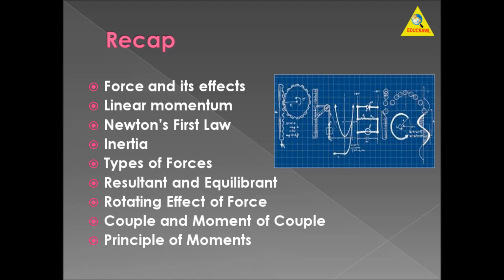Then rotating effect of force. That is, when we open a door, it rotates about its hinges. That is an example of the rotating effect of force. Then the resultant. The resultant is the final force acting on an object as a result of multiple forces on the object. The equilibrant is just opposite to the resultant. Two equal and opposite forces acting on the same object cause rotation of the object, which is called moment of couple. And couple refers to the two forces acting on it.